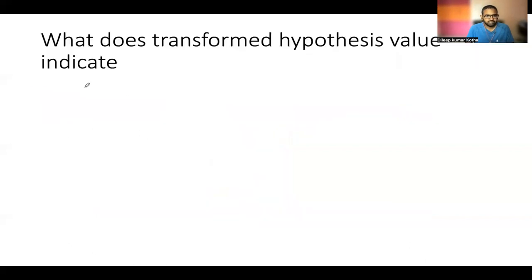So this is our representation. So what does the transformed hypothesis value indicate? Transformed hypothesis means nothing but g of z. So the g value indicates the probability that, given our hypothesis equation with parameters theta and a variable, it belongs to class 1.